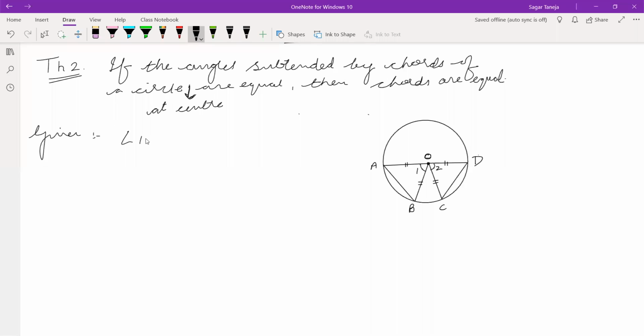Write in given that angles are given equal, angle 1 and angle 2. And write in to prove that we have to prove chords AB and CD are equal. Proof.